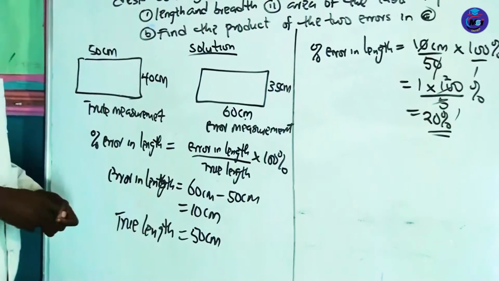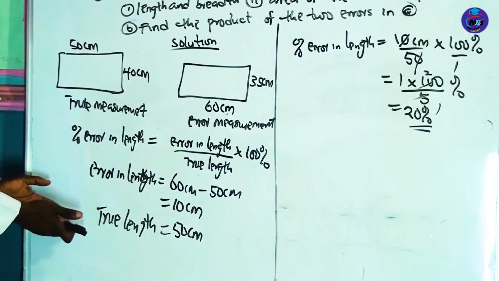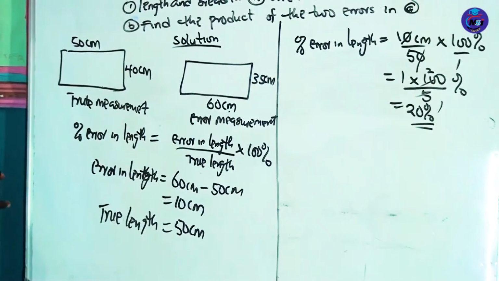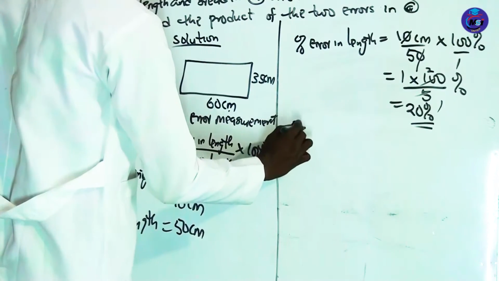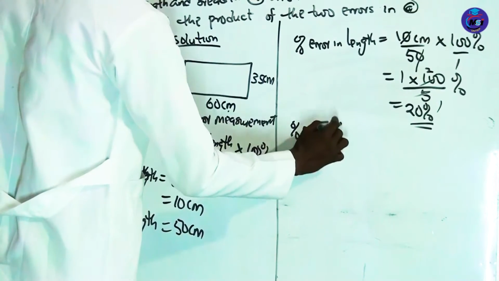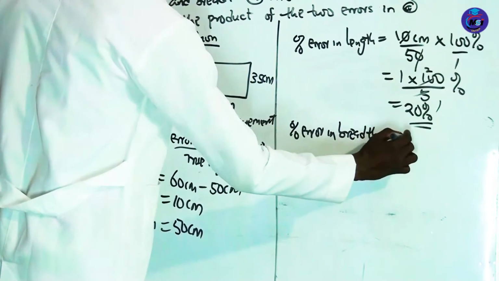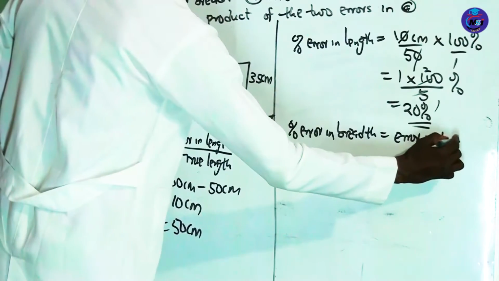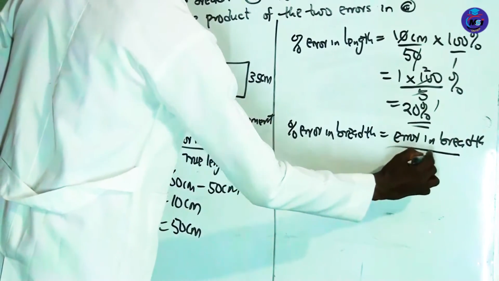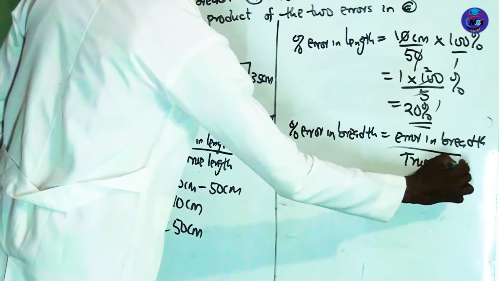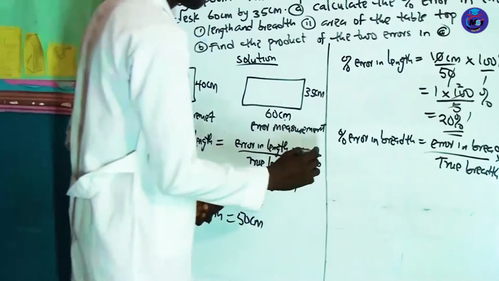Okay? Now we are through with the length. We want to go to breadth. The same method we applied in length is the same method we are going to apply in breadth. So let's solve it together. We are going to have percentage error in breadth equals error in breadth, divided by true breadth, multiplied by 100%.